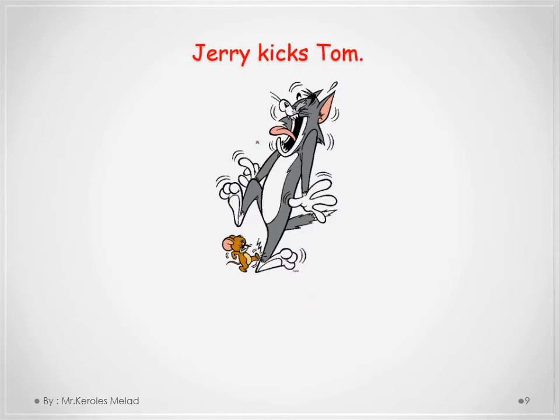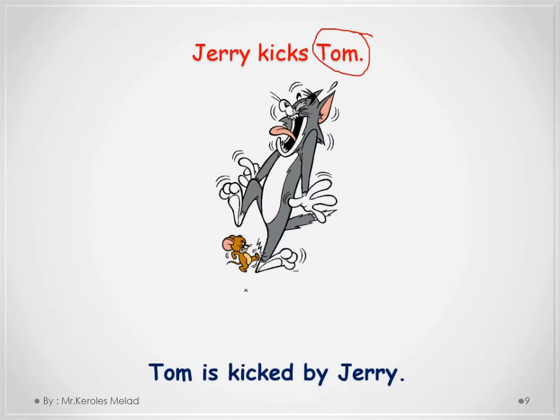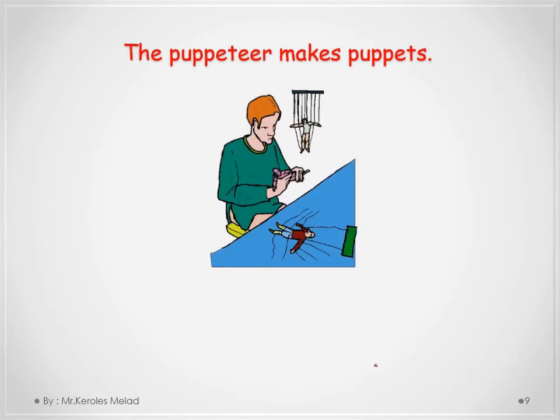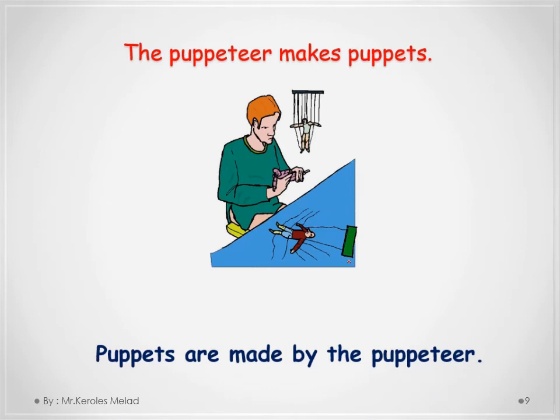Jerry kicks Tom. So I will say Tom is the object. The answer will be: Tom is kicked by Jerry. Try to write your answer. Puppets are made by the puppeteer.